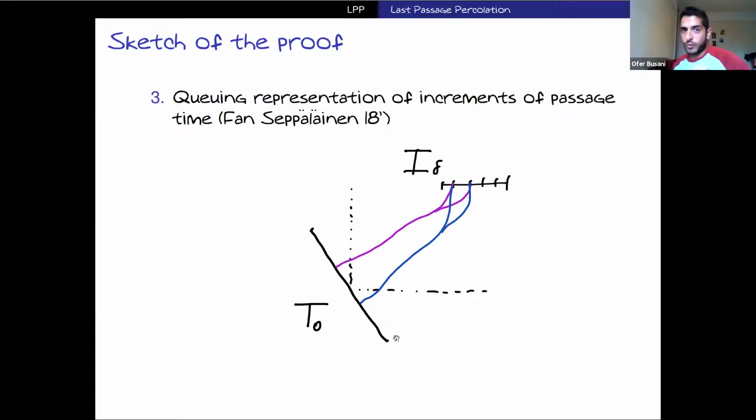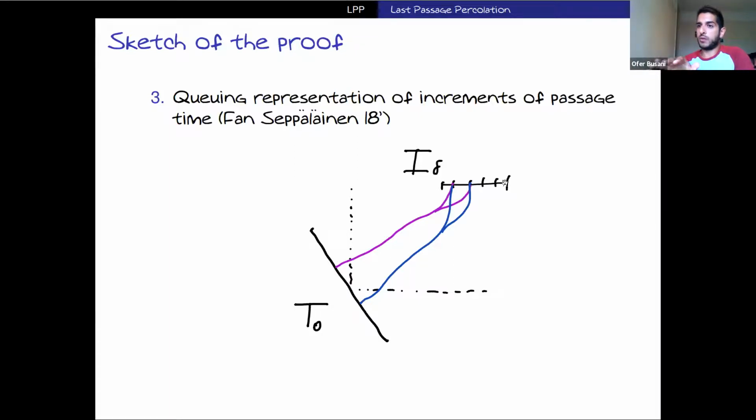Okay, so going back to how this is helping us, just to conclude this. We said that we wanted to show that with high probability, the weights on the edges of I delta coming from the purple and blue geodesics will be equal, right? We want to show that with high probability all the edges are equal, all the weights on the edges are equal.